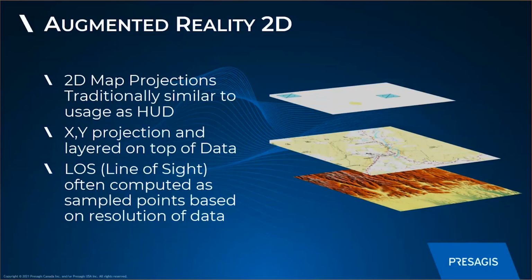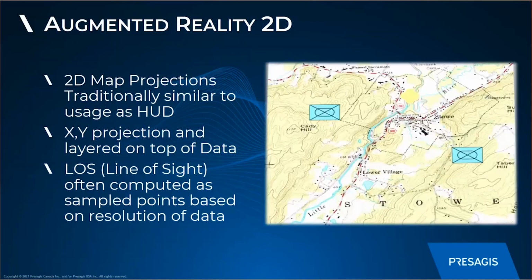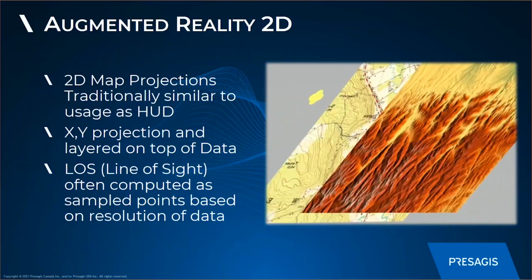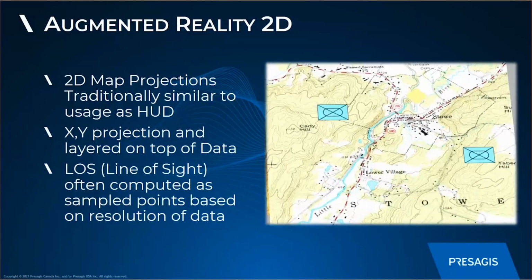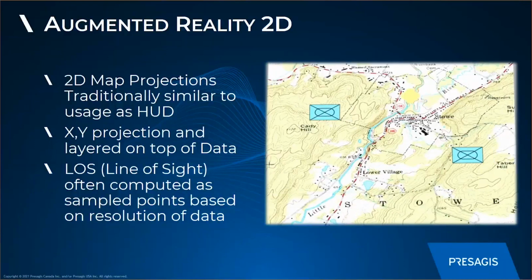Now, often we'll actually then use some of that elevation data to do line of sight. And people will be familiar with this when you're looking at digital maps. But often when we're using this in a two-dimensional scene, we use a sampled set of points based on the resolution of our terrain. So in this particular case, obviously I can just show here, we can see the symbols are layered on top of the map, and underneath it is some elevation data, and we have the chart on top.